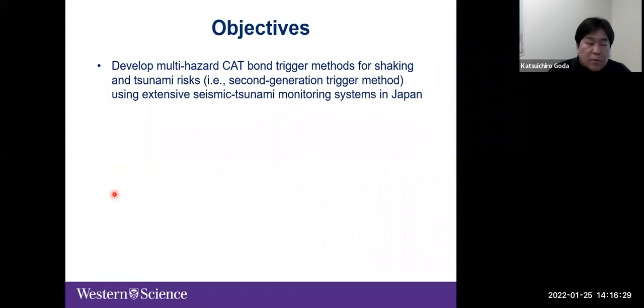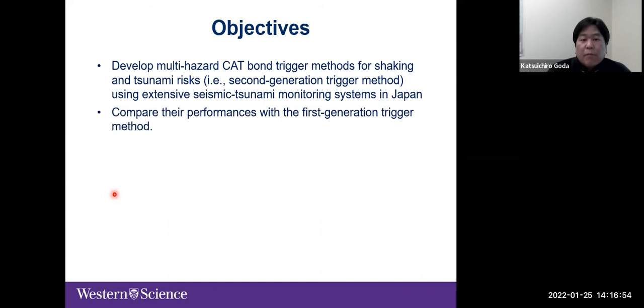Given all that background, the objective of my talk is first to develop multi-hazard cat bond trigger methods for shaking and tsunami risk by using the second generation trigger method, for Japanese network systems, such as K-NET, KiK-net, and also S-net for tsunami. And then I want to compare the performance of the second generation IM-based trigger method with respect to the cat-in-a-box first generation trigger method, which is simpler but more universally applicable.